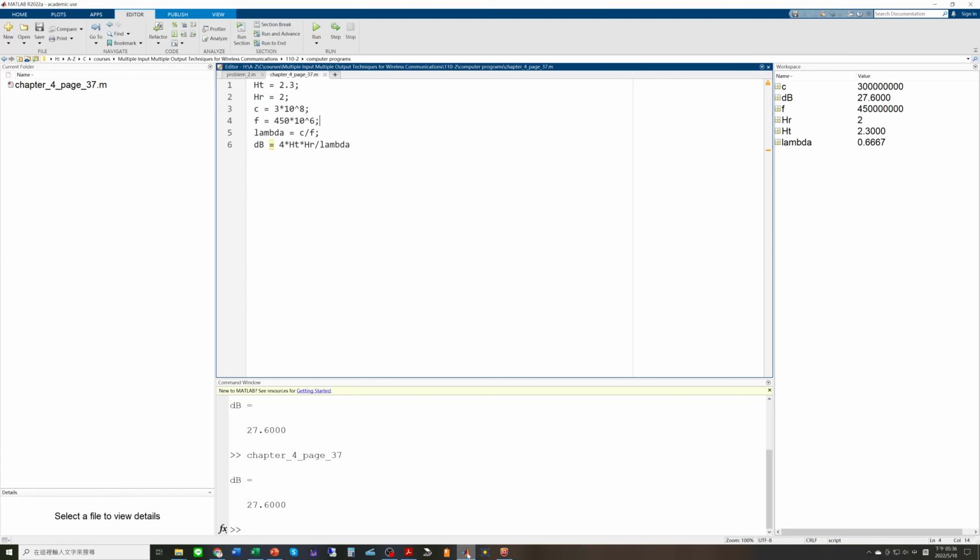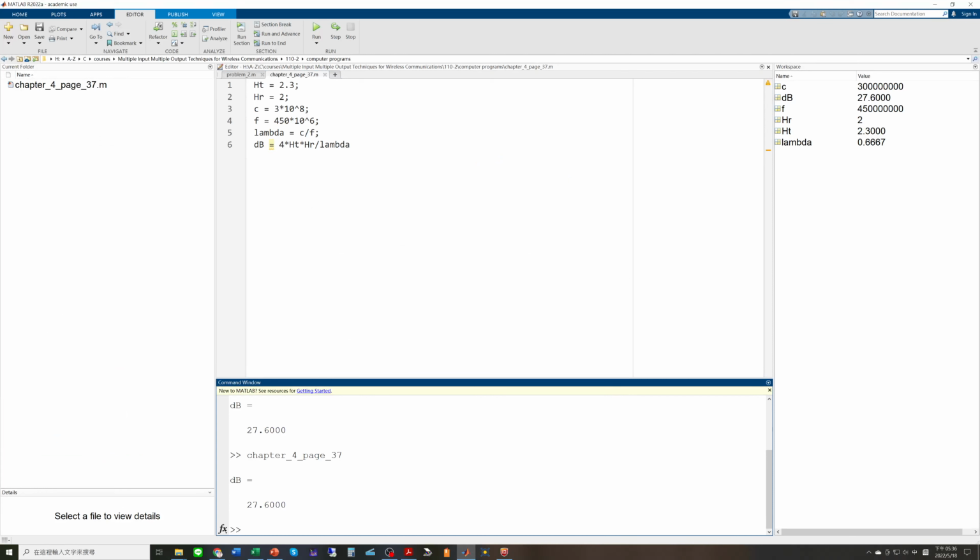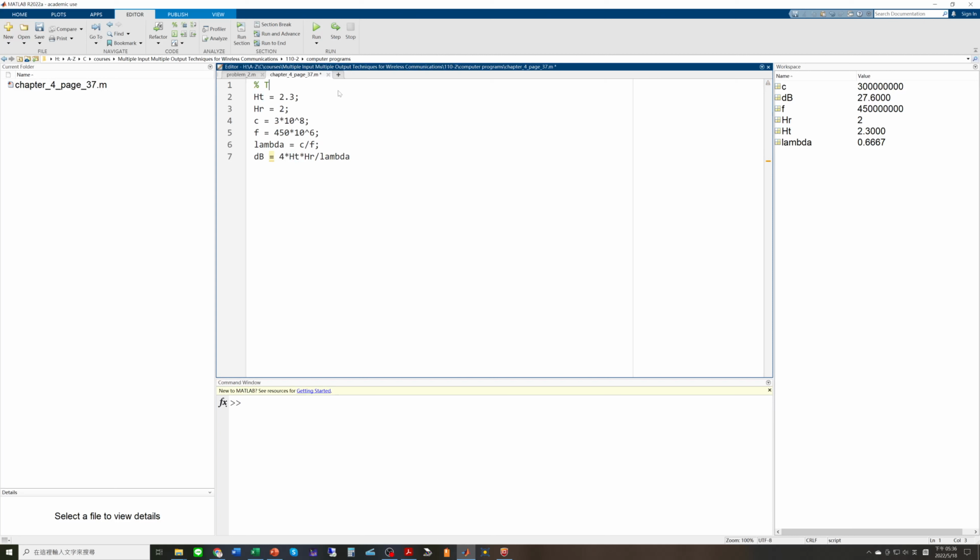So we can use MATLAB to write a simple computer program like this. Let me clear the command window first. HT is the height of the transmitter. It is important to write comments in a computer program, and the unit is meters. HT is equal to 2.3 meters. And this is the height of the receiver, and HR is equal to 2 meters.